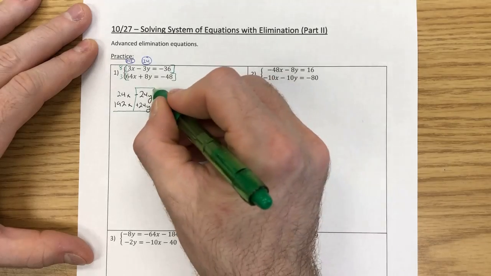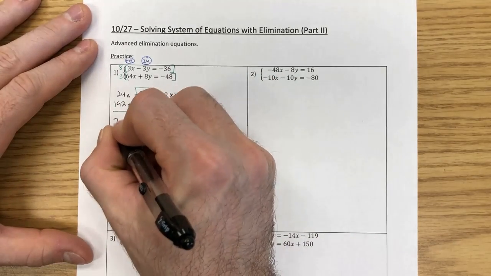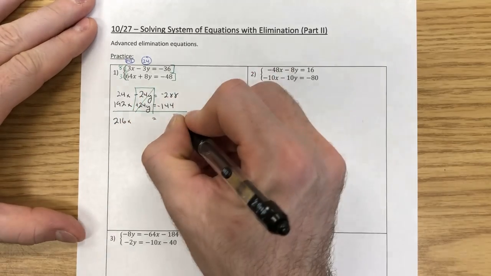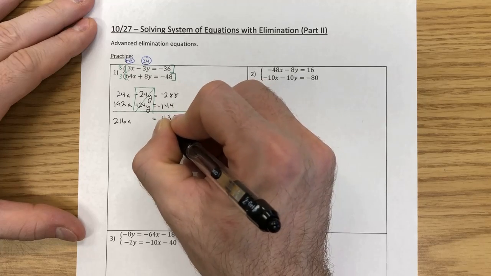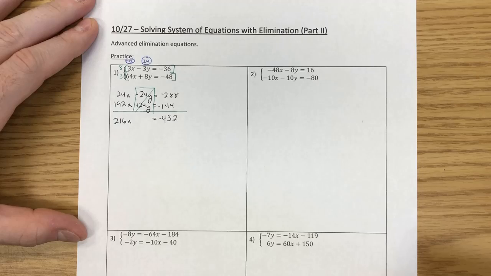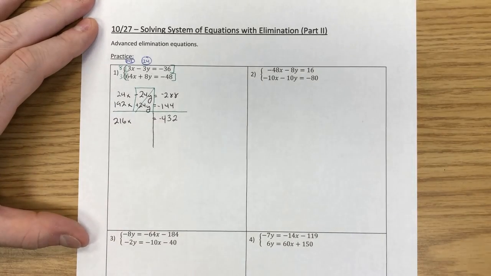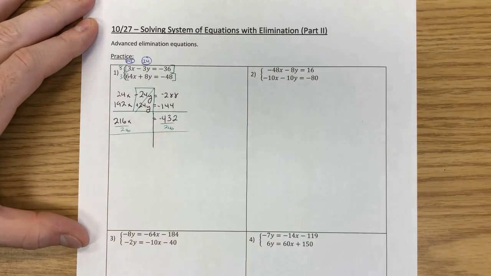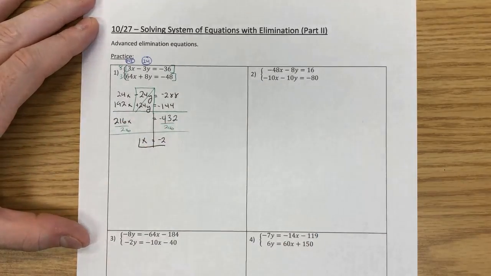And so now what we look at is when we combine these, our y's are going to cancel out. And we're going to be left with 216x equals negative 432. And then in this case, we're just going to solve this by dividing by 216. And we get x equals negative 2. There's our first answer.